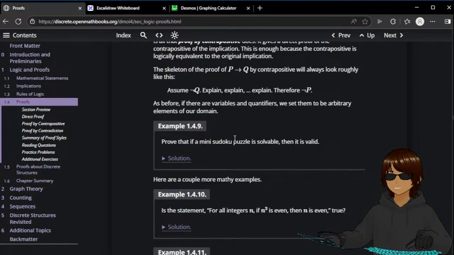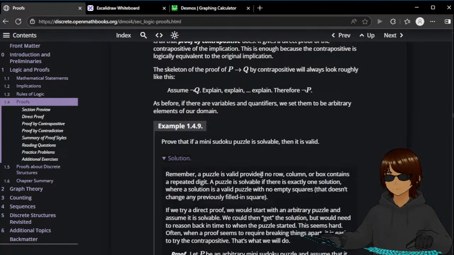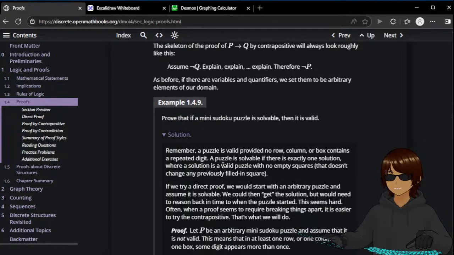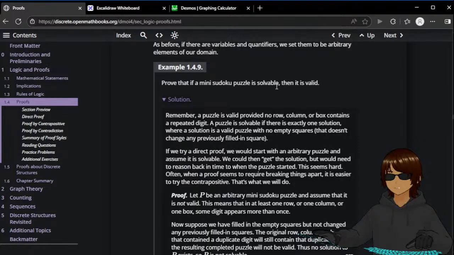Prove that if a mini Sudoku puzzle is solvable, then it is valid. Well, if it is not valid, then it is not solvable. Remember, a puzzle is valid provided no rows, columns, or box contains a repeated digit. A puzzle is solvable if there is exactly one solution. The solution is a valid puzzle with no empty squares. I mean, by definition of solvable, if it is solvable, then it is valid, right? We can use direct proof here also.